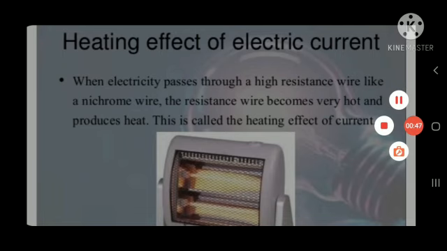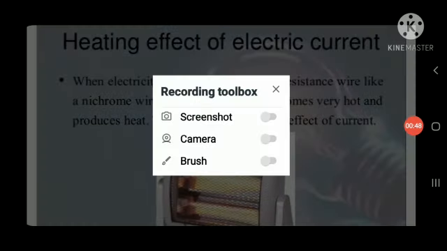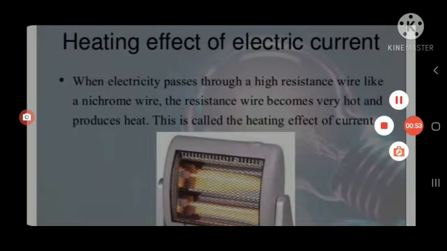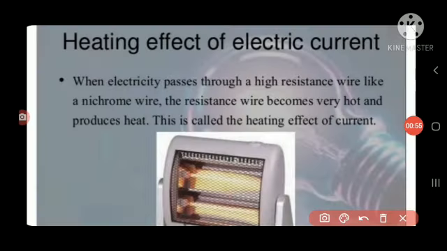Regarding the heating effect of current, there are several things. Firstly, we deal with Joule's laws of heating. Joule's laws actually consist of three laws.